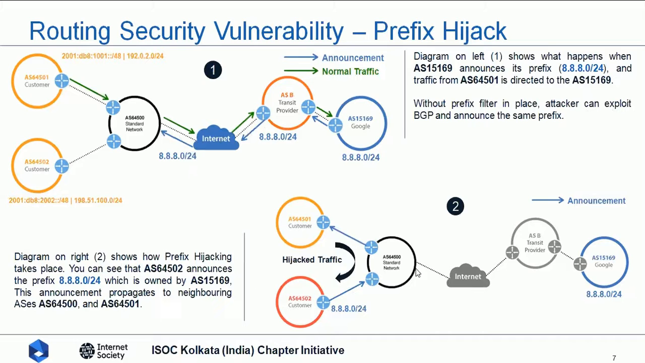In diagram 2, this is the one which is announcing it. Diagram 2 shows how prefix hijacking takes place. You can see AS64502 is announcing prefix 8.8.8.0/24, which is actually owned by AS15169. Because they are announcing this, the traffic is hijacked. It is not reaching here, it is reaching here. This is one of the common threats, caused by improper filtering at the source. We call it the prefix hijack.